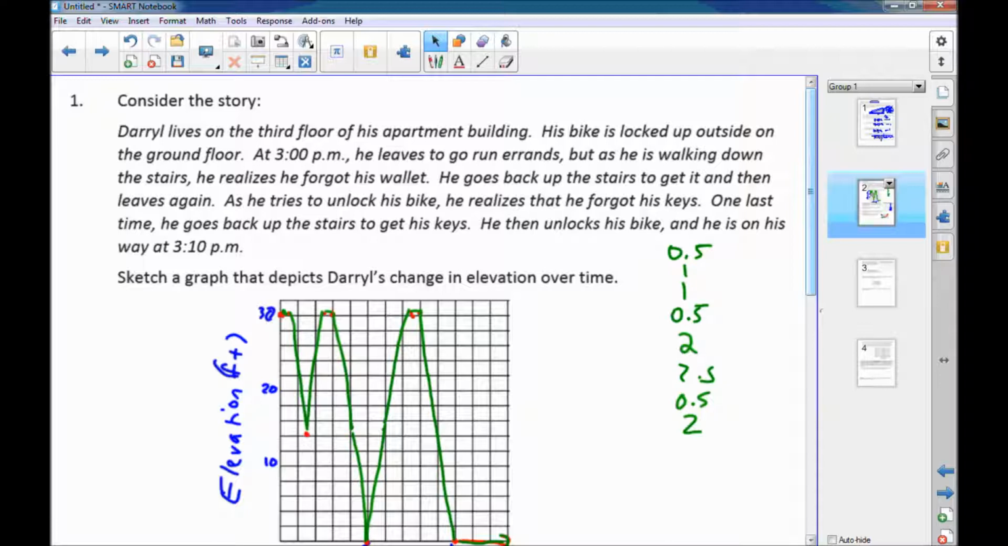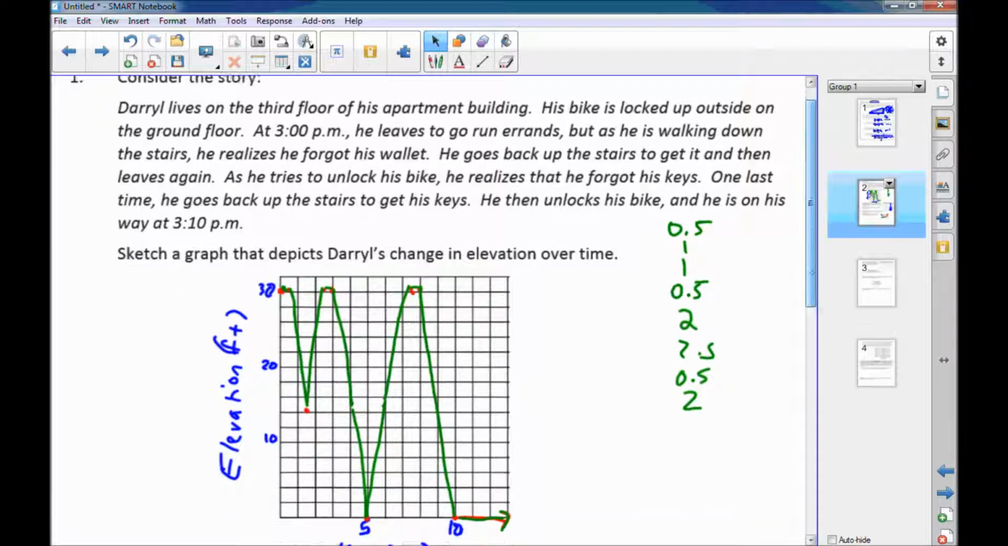And as he tries to unlock his bike, he realizes that he forgot his keys. One last time, he goes back up the stairs to get his keys. He then unlocks his bike and he is on his way at 3:10 p.m. So we want to make a sketch of what Daryl's doing, elevation versus time.